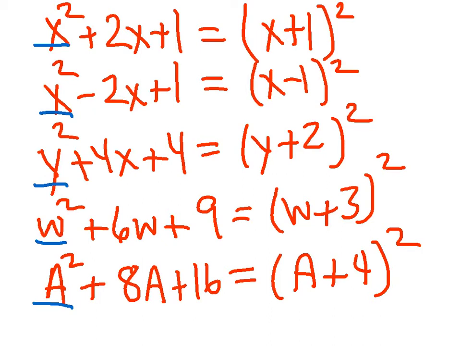Similarly, the constant on the end, the last term, is a perfect square. 1 is a perfect square. It's the square of 1. 4 is a perfect square. It's the square of 2. 9 is a perfect square. It's the square of 3. And 16 is a perfect square. It's the square of 4.